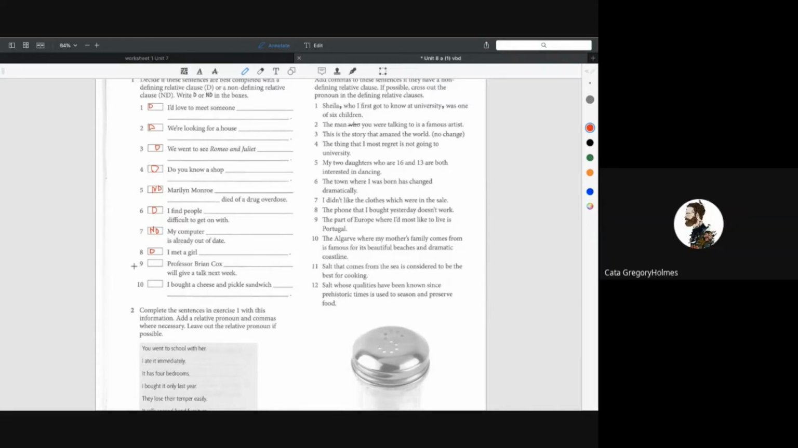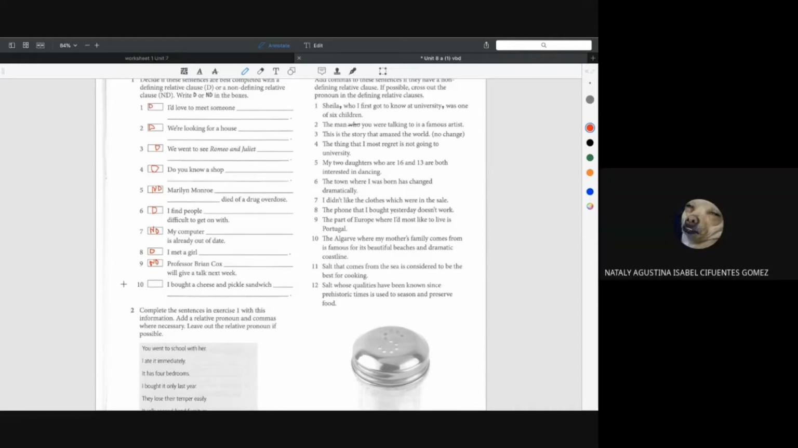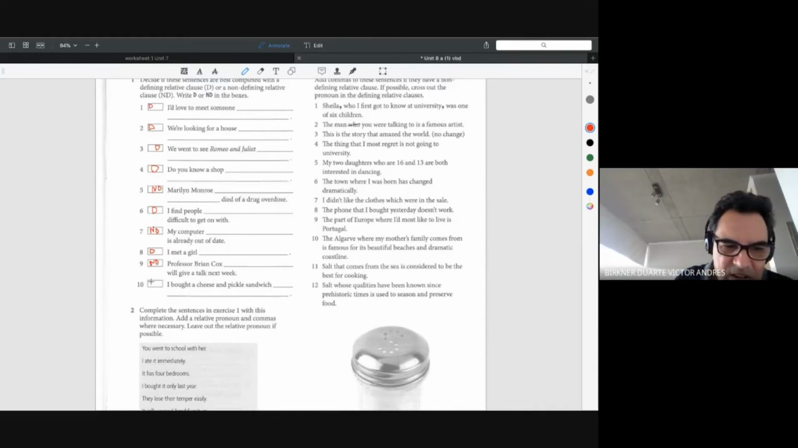I think that's non-defining. All right. And ND. And then we have number 10. I bought a cheese and pickle sandwich. Oh, yummy. I bought a cheese and pickle sandwich. Non-defining. You think that it's non-defining. All right. And ND.